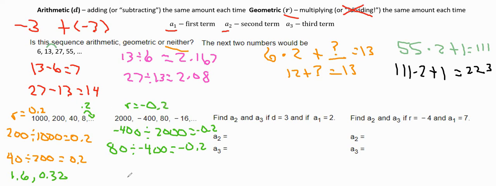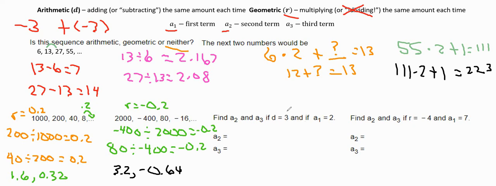-16 times -0.2 is 3.2, and then we do 3.2 times -0.2, and we get -0.64. The next one, we want to find the second and third terms. That's what A sub 2 and A sub 3 means.